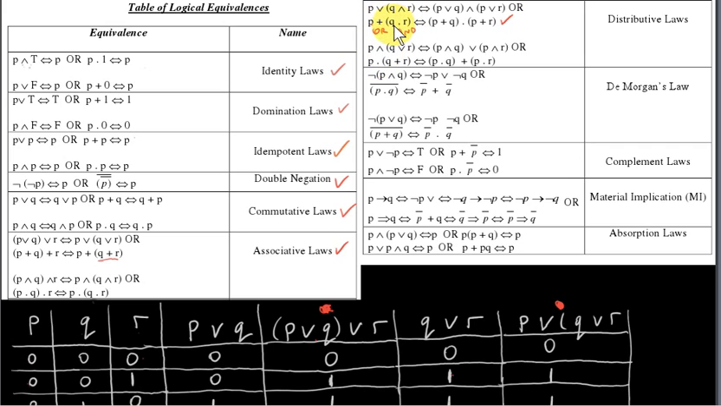Similarly, we can actually swap the OR and the AND operators around. So we can get P and (Q or R), and we can distribute the P into the two brackets. So we get (P and Q) or (P and R). I won't bother proving this.